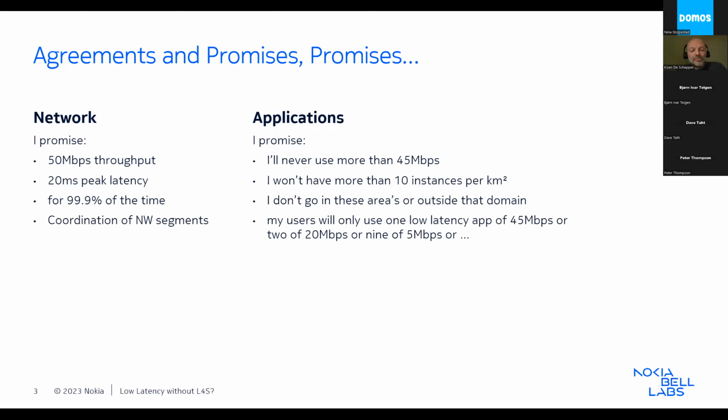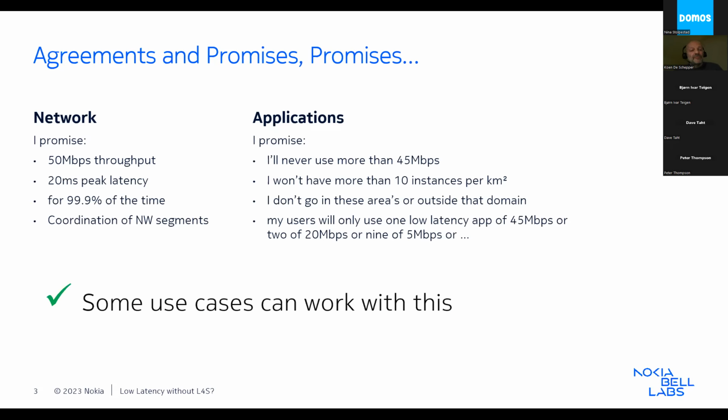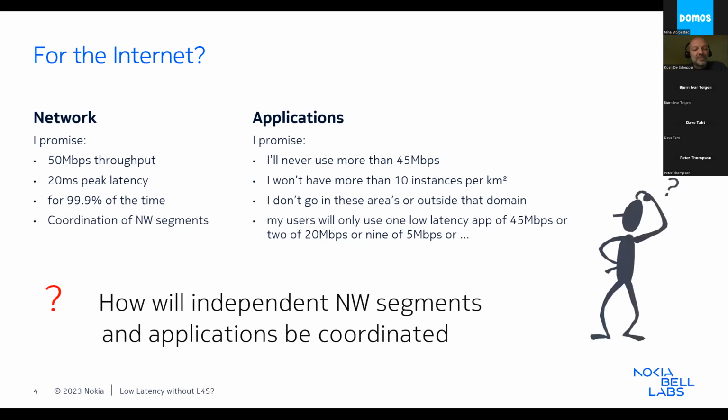Also, if a user needs multiple applications, it becomes quite complex to make sure that the total sum of the throughput will never exceed, as agreed, the agreed capacity. So for some use cases, that might work, because it sounds quite complex and arranged upfront. But for the whole internet, that's another question, right? Let's be realistic. How will this ever work for multiple independent network segments and for non-related applications? And well, actually, that's where L4S can help a lot.